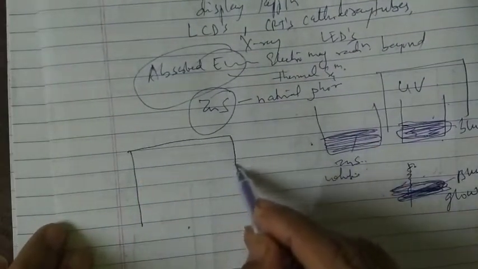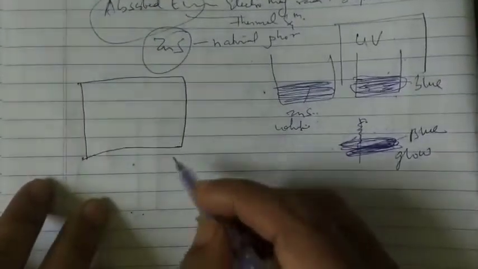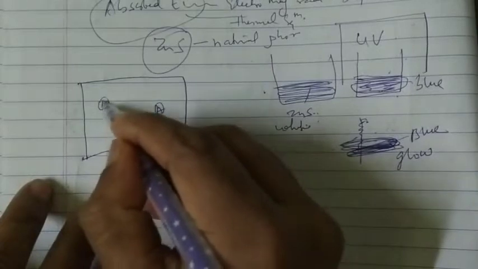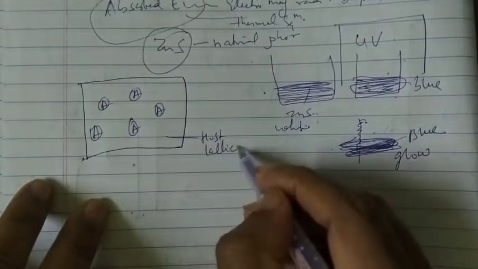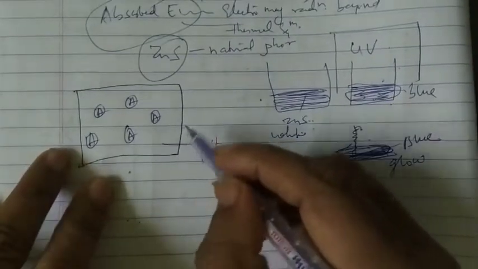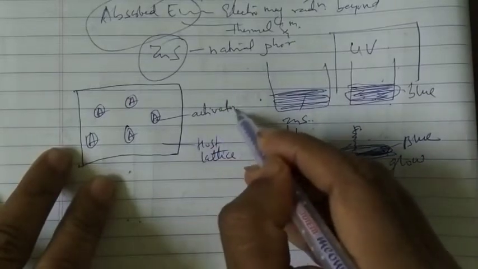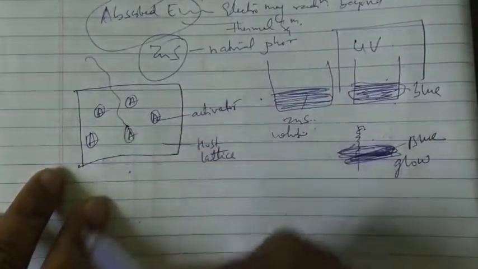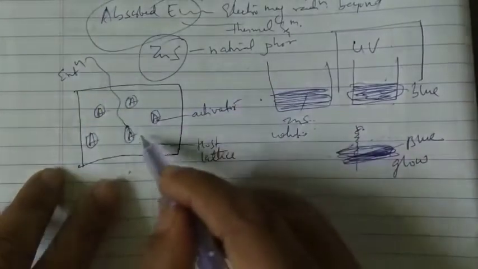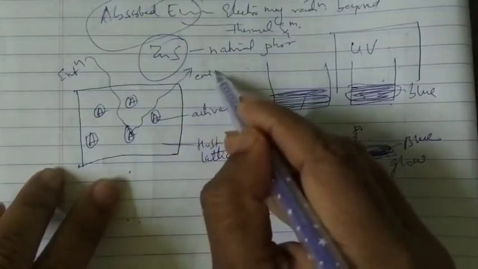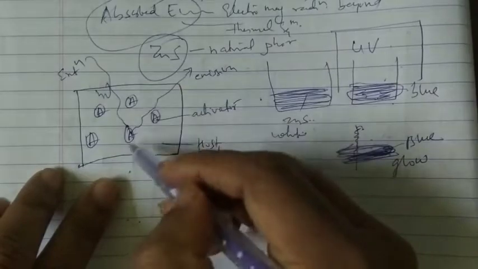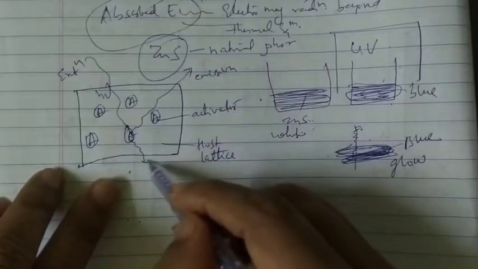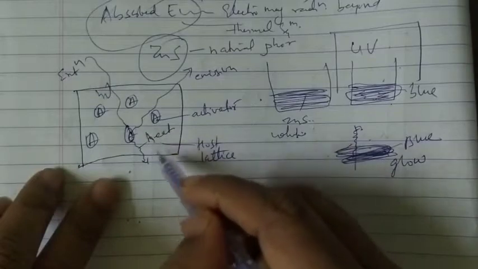Now how does this work? This is the host lattice, and these are the activators, A. An activator is always used. When incident light hits, this is the excitation, and then there is emission. Upon excitation by h nu, the activator goes to an excited state, and while coming back it emits light, and some of the energy is wasted in the form of heat.